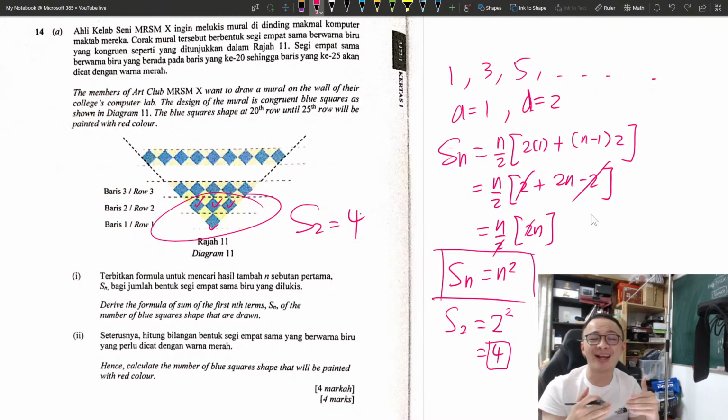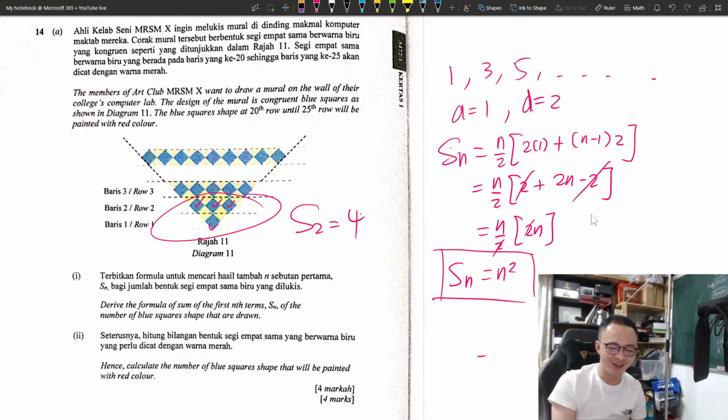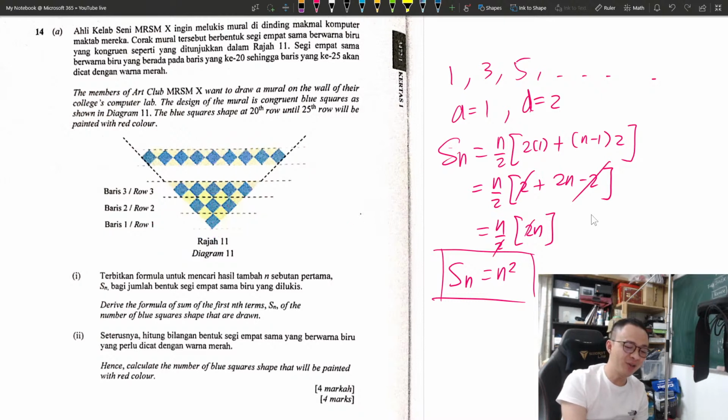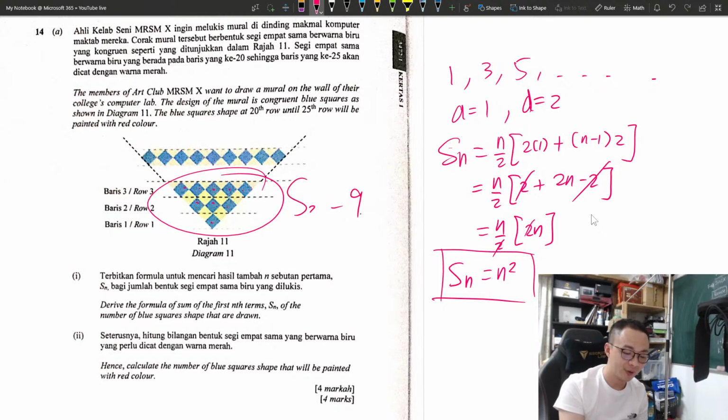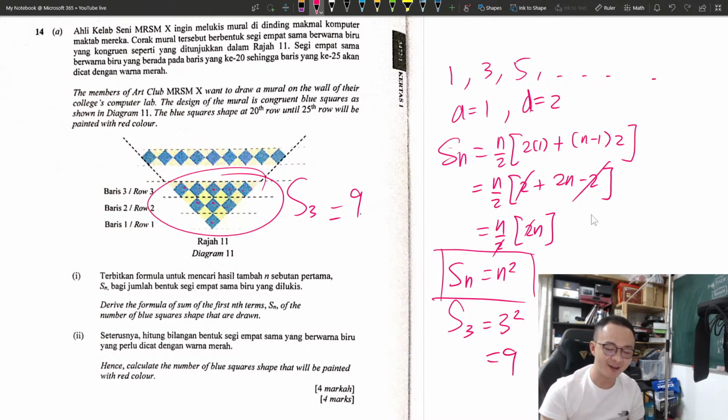But this only applies until the 19th row, because at the 20th row we actually get red color already. Right now we're talking about the blue squares, and I want to see, is it true or just coincidence? So we sum the first 3 rows and check how many we have: 1, 2, 3, 4, 5, 6, 7, 8, 9. We have 9 of it. I mean S3, sorry. We got 9 blue squares. If I put it into this formula, 3 squared, I get 9. Therefore, I'm very confident that Sn equals n squared represents the number of blue squares.